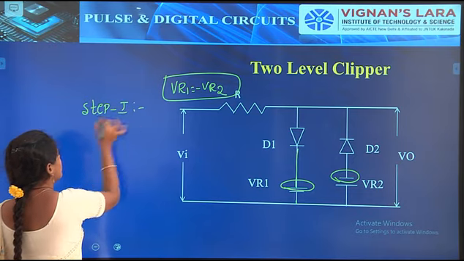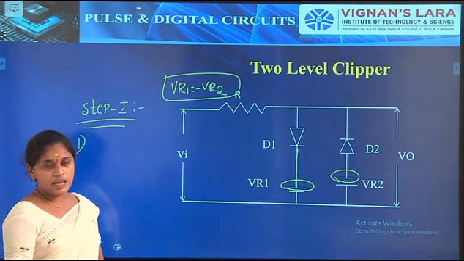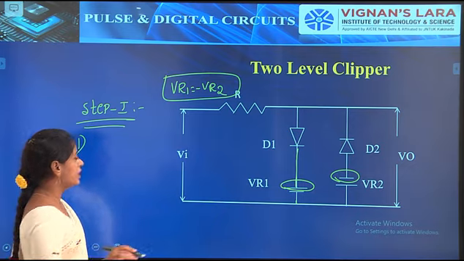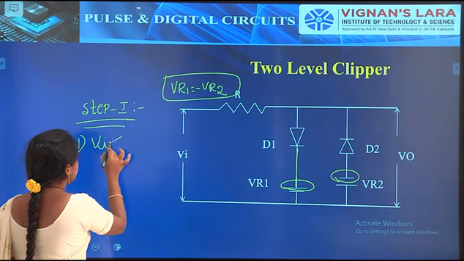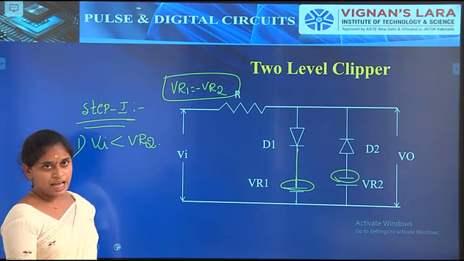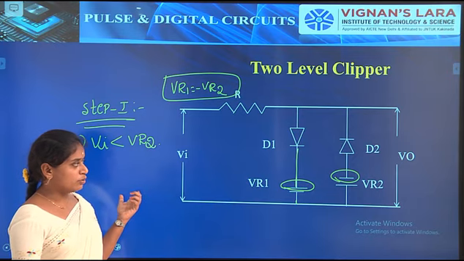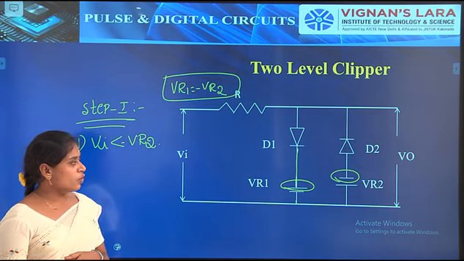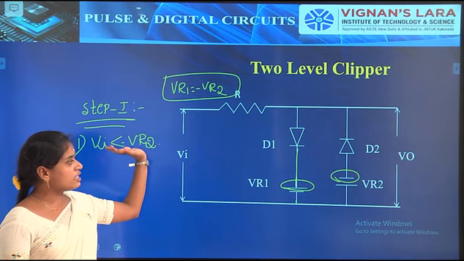The first condition we take is Vi less than minus VR1. Sorry, Vi less than VR2; first I have to take that one, Vi less than minus VR2. So what happens? We have to check. We apply a negative signal, that is minus VR2. Then the input signal Vi is less than minus VR1.